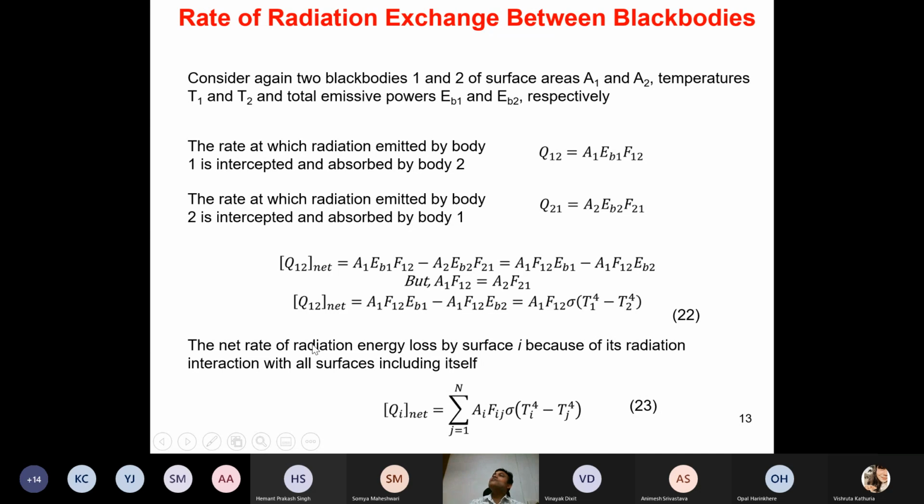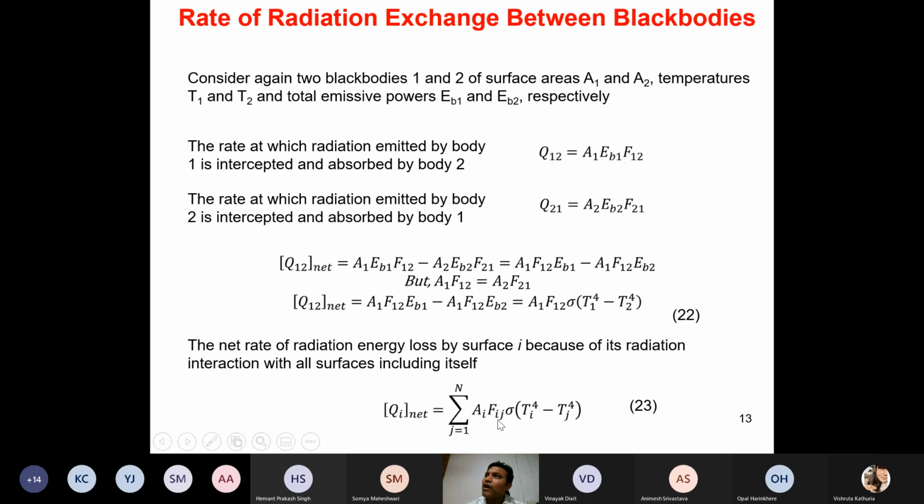Now let us assume that there are n bodies. So the net rate of radiation energy loss by surface 1 is given as the summation of the radiation loss with respect to all the bodies including itself. So Qi net, that is the net rate of radiation heat loss by a body i by exchanging heat with all n surfaces including itself, is given as summation 1 to n Ai Fij.